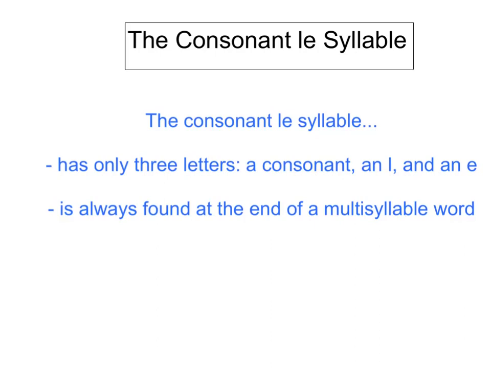This tutorial is about the consonant LE syllable. The consonant LE syllable has only 3 letters, a consonant, an L, and an E, and it's always found at the end of a multi-syllable word.